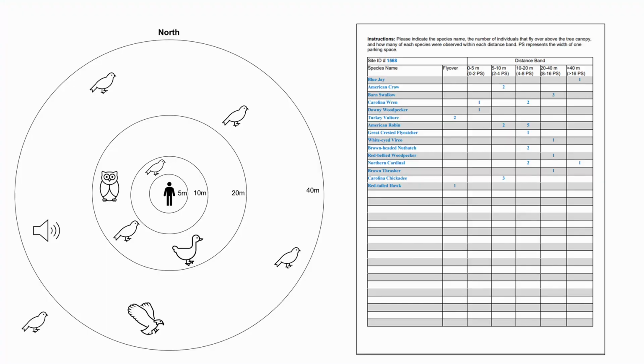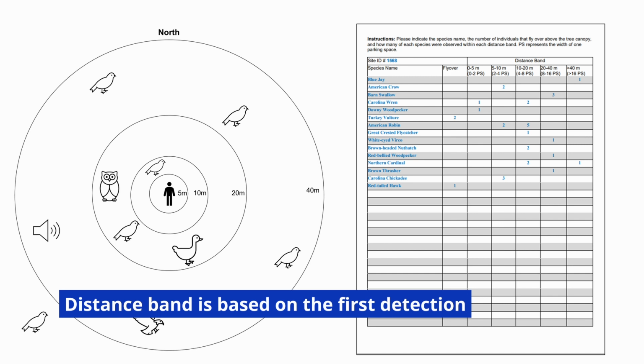For each survey point, you will be looking for and listening to birds from all directions. Every time you detect a bird or a group of birds, use the parking space method to estimate the distance band to the best of your ability. Remember, the distance band you are estimating is only the first detection, not where the bird moved later.